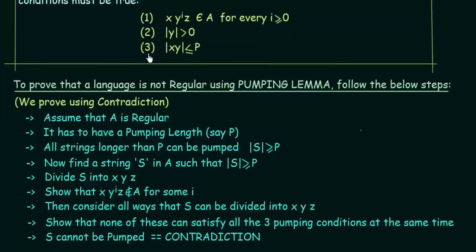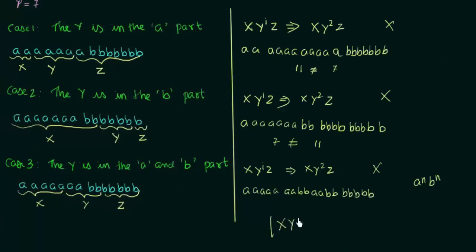Let us see condition number 3. Condition number 3 says that the length of xy should be less than or equal to p. Let us see if that is satisfied or not. Length of xy should be less than or equal to p, and in our case p was 7. So let us see in case number 1, what is the length of x and y together? 1 2 3 4 5 6. So case number 1 satisfies because 6 is less than or equal to 7.